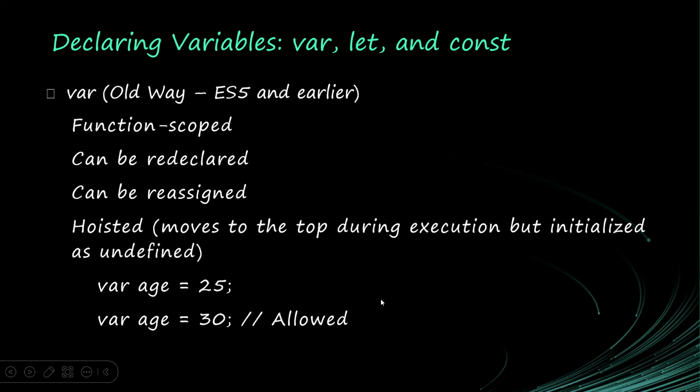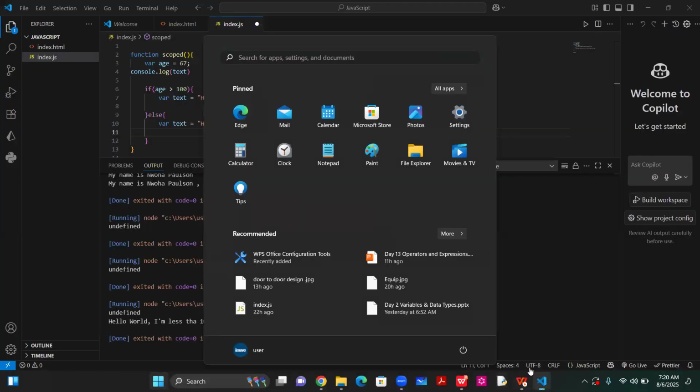So if you create a variable with the var keyword, it is function scoped, it can be redeclared and it can be reassigned. It also can be hoisted. It moves to the top during execution but is initialized as undefined. So now that is the problem. You can see it was hoisted. It was moved to the top during the execution, but it was initialized as undefined. Do you understand? So now that explains what I was having here.